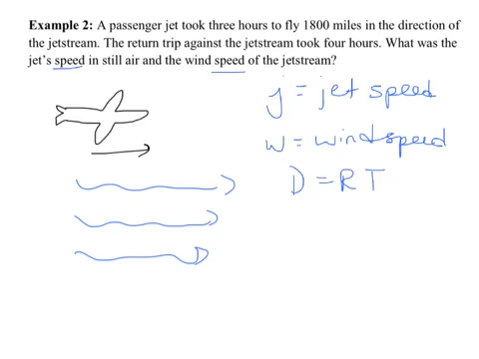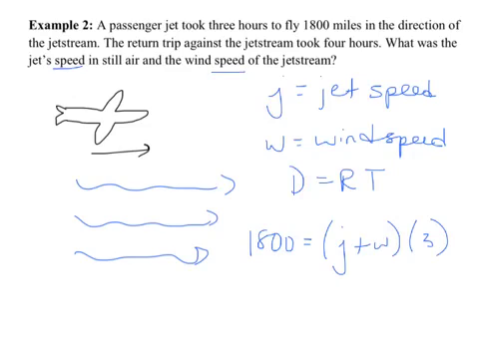On the way there, the distance is 1,800. And now the speed or the rate at which the plane is moving is the jet speed. But since it's moving with the wind, we're going to add that, and that's going to be our rate. Remember, the jet speed could be 400, the wind speed could be 50, so together it's like 450. And that took a total time of 3 hours.